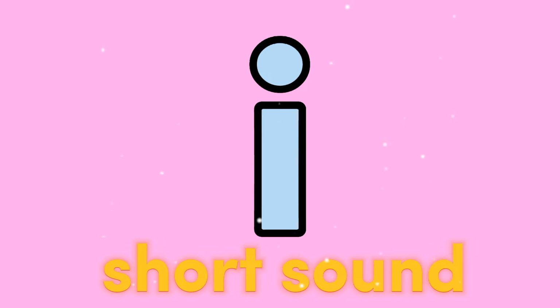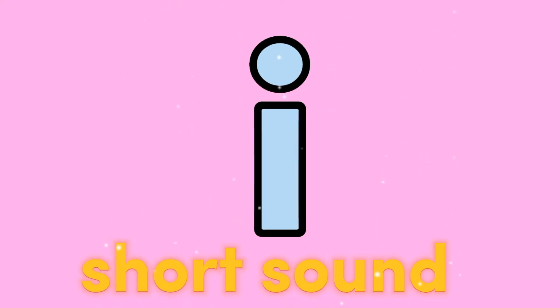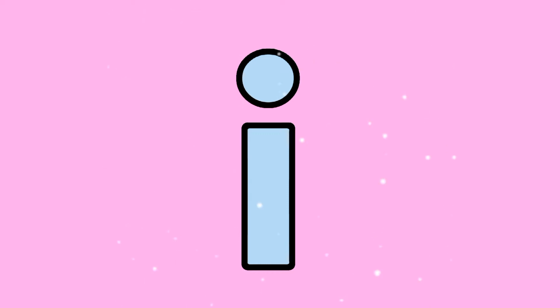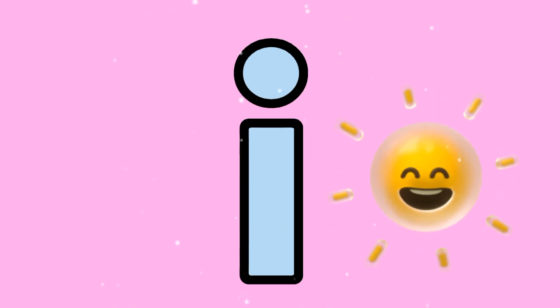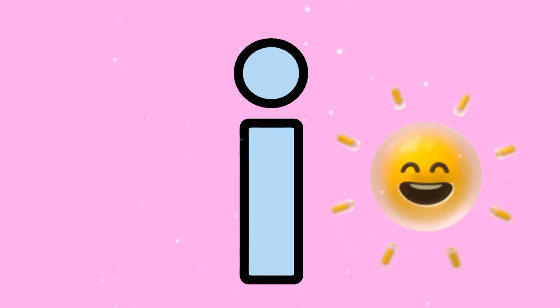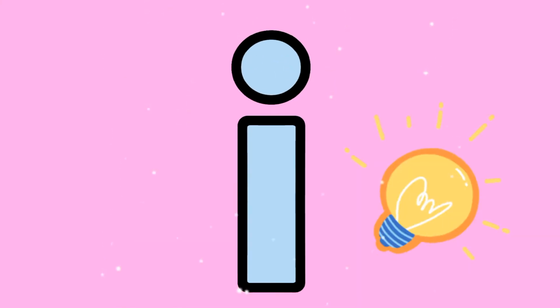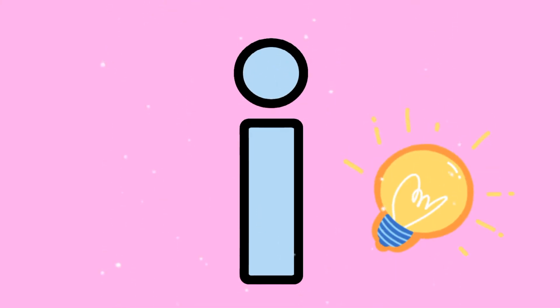Let's say that again. The short sound of I is I. Now you say it. The short sound of I is I. That's it. Again, the short sound of I is I. That's correct. Well done. Great practice. Great job.